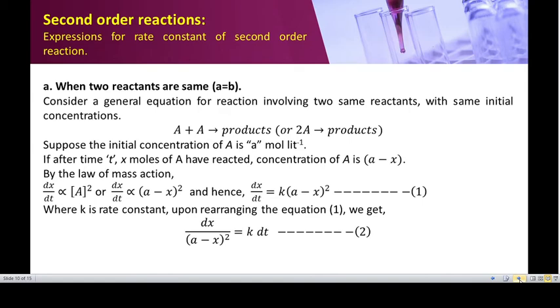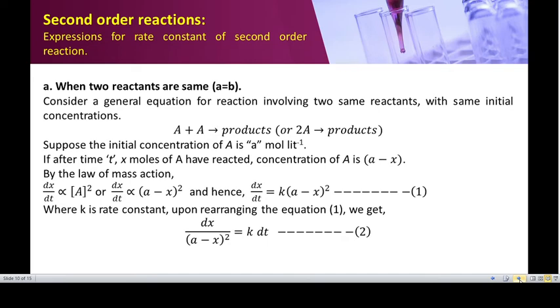Let the initial concentration of the reactant A be a mole per dm cube. So what will be the concentration of product formed at time t equals 0? Right? Say after some time t, what happens?